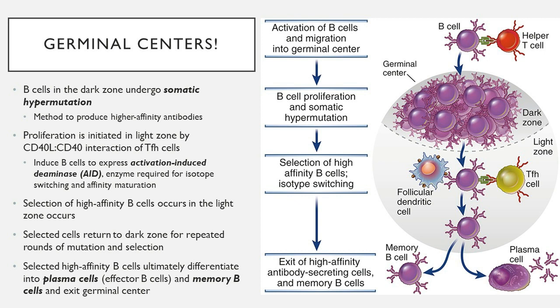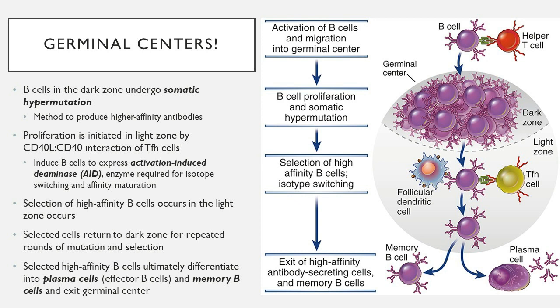Now, within the dark zones of the germinal centers, this is where B cells undergo what's called somatic hypermutation, and this is the mechanism that drives affinity maturation, which, as the name implies, results in higher affinity antibodies on these B cells. Now, the entire formation of these germinal centers with a high concentration of B cells is dependent on the CD40 ligand of the follicular helper T cells interacting with the CD40 receptor on the B cell.